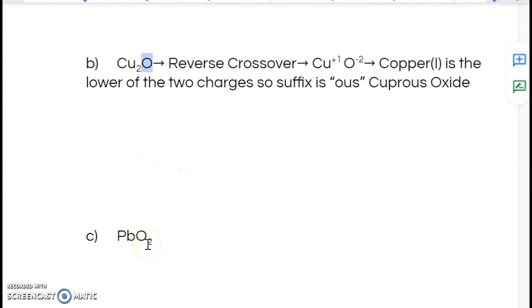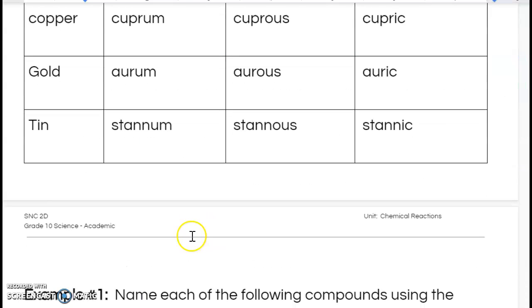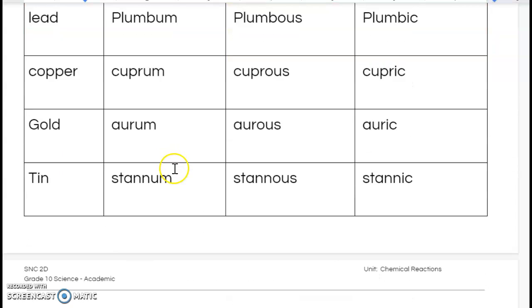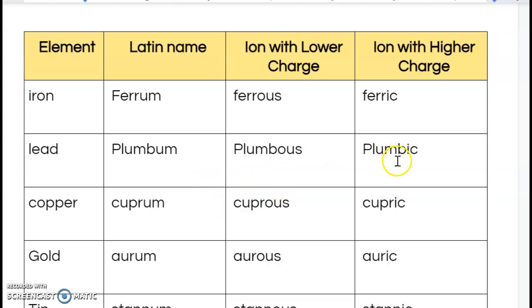Okay, so I want you to try this one by yourself. So pause the video right now, try to do this one by yourself. Let me know what you think. Let's go back up here to see what Pb is. Pb is lead, plumbum. So you've got either plumbic or plumbous.